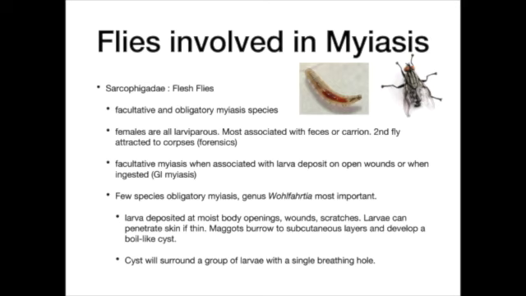The maggots burrow into the subcutaneous layers, and they also will cause some type of cyst formation or warble-like structure. The cyst surrounds a whole bunch of larvae, and at the top of the cyst in this bump will be a single breathing hole, and that's for oxygen exchange, and several larvae will actually be within a single cyst.